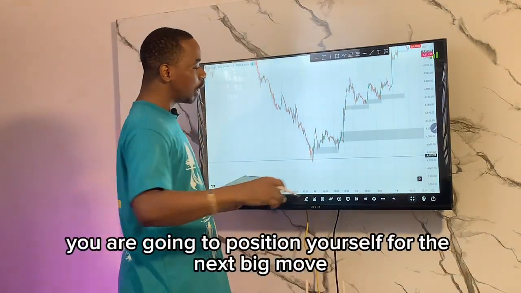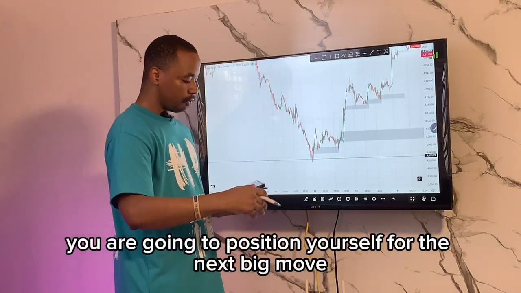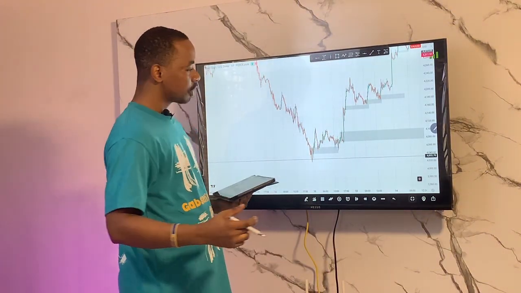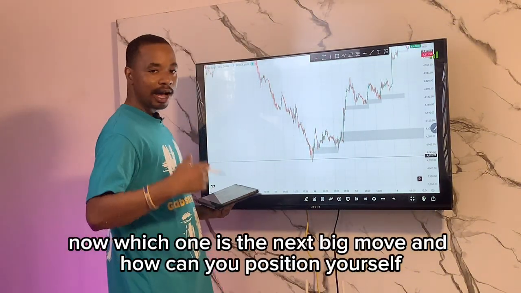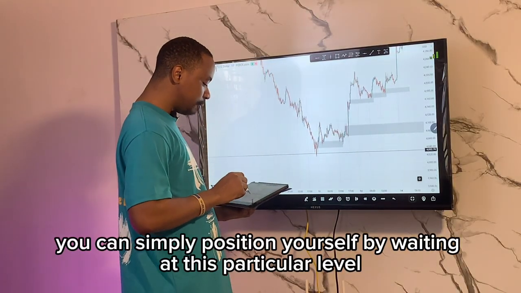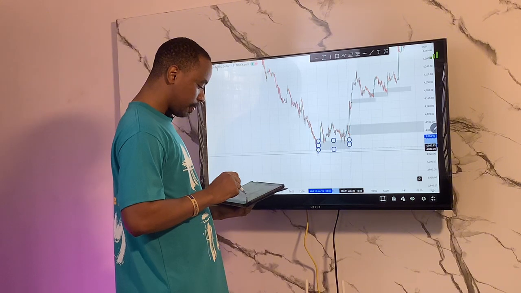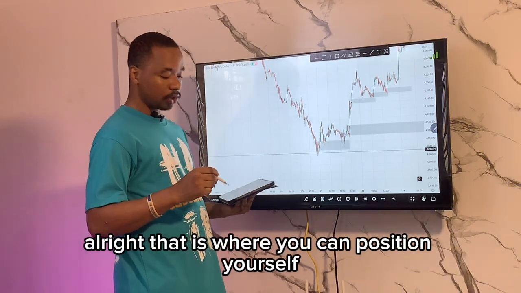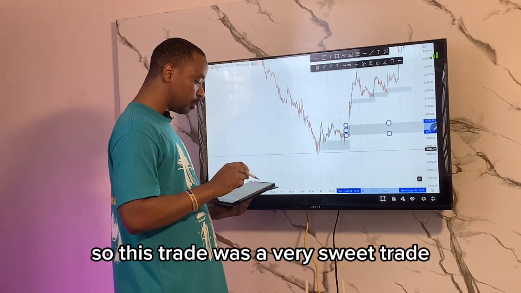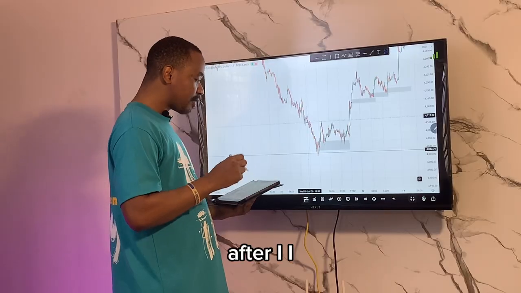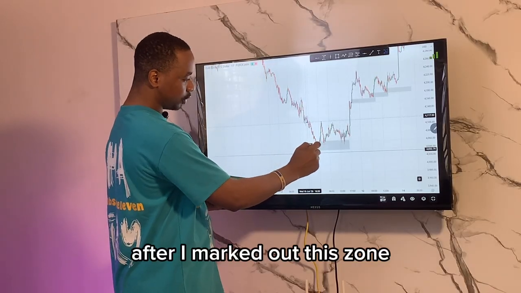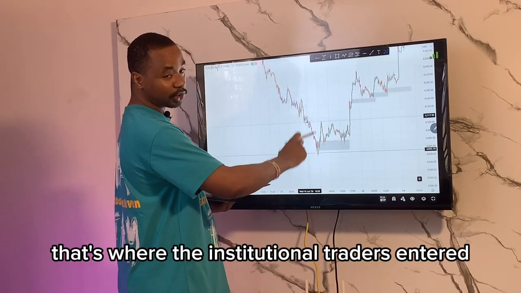So what are you going to do? You are going to position yourself for the next big move that is coming. Now, which one is the next big move and how can you position yourself? You can simply position yourself by waiting at this particular level. That is where you can position yourself. So this trade was a very sweet trade. After I marked out this zone, that's where the institutional traders entered.